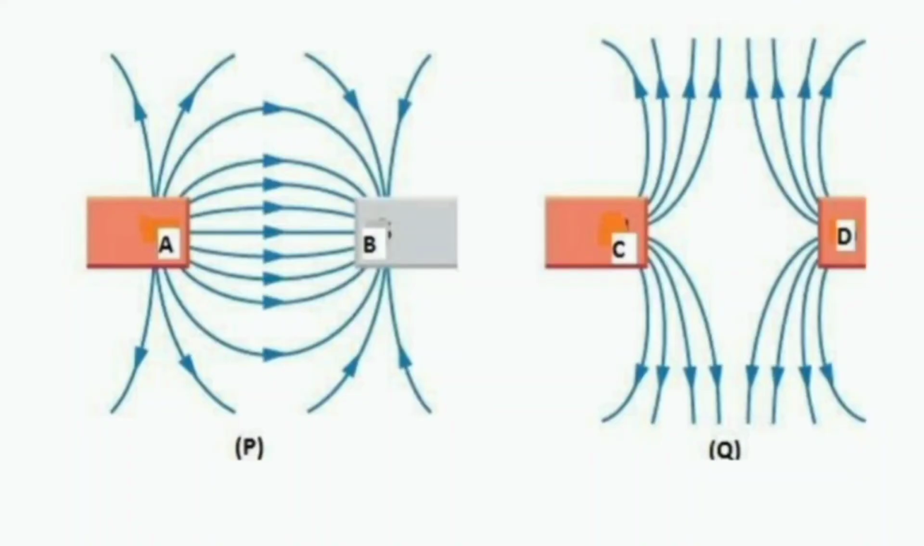So from this activity we concluded that A is the north pole and B is the south pole, because the magnetic field line is moving from A to B. Similarly, in the case of C and D, the magnetic field lines are moving away from the poles. That is, C is the north pole and D is also the north pole here.